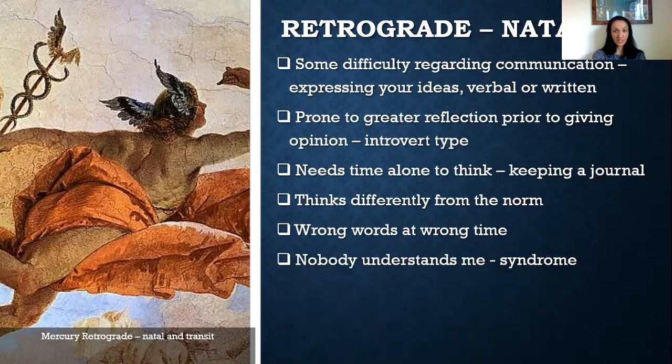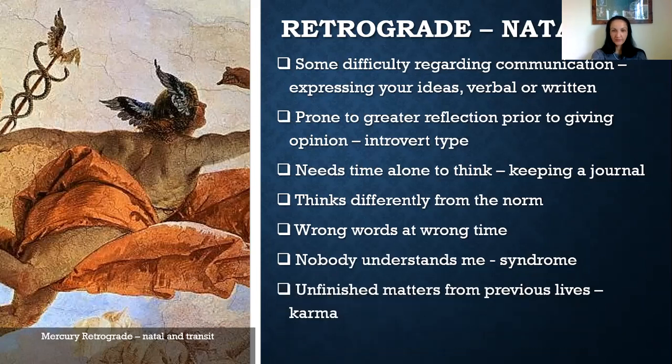They have the syndrome, nobody understands me. And that's because there is something inside your brain that goes in the opposite direction, so you don't go with the flow. So Mercury, in general, retrograde planets are connected to karma from previous lives. So it means that in the previous life, something was not finished or was done wrong. So we come here again to fix our mistakes. So unfinished matters from previous lives.